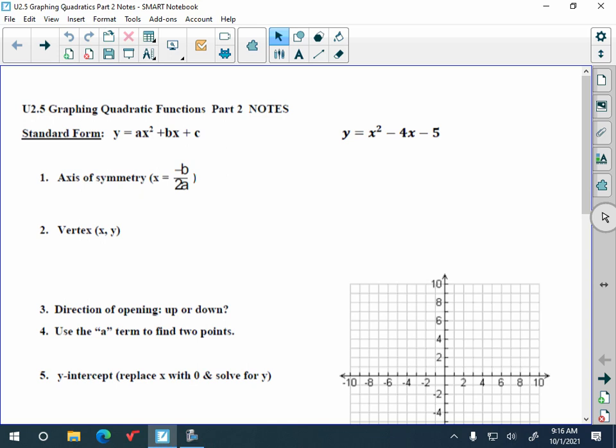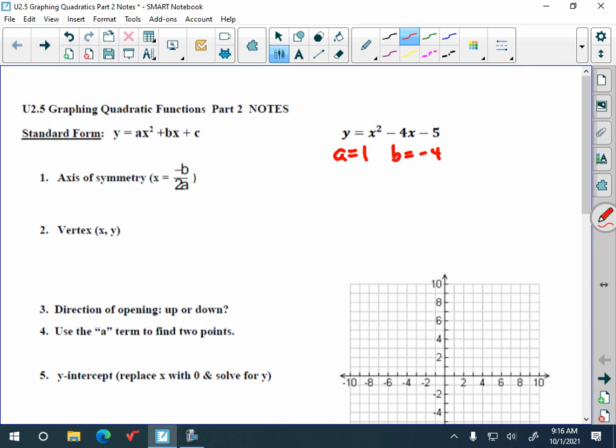All right, so standard form. The first thing you want to do when graphing in standard form is state the a, the b, and the c value. We're going to use a lot of those, all of them. So a is 1, b is -4, c is -5. Okay, a, b, c. Now to get the axis of symmetry when it's in standard form, we're going to use this formula right here: x equals -b over 2a. Yes? Yeah, -5. I said -5. Thank you.